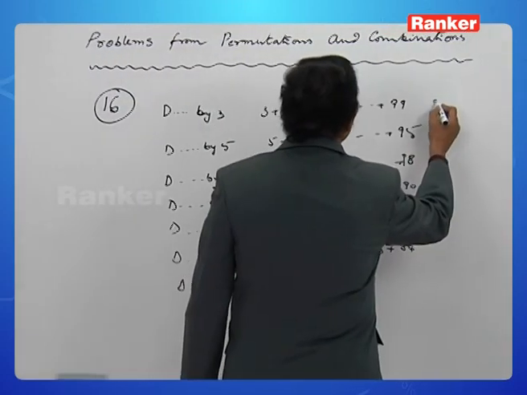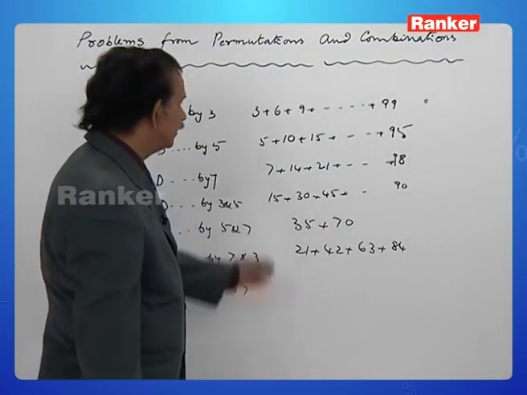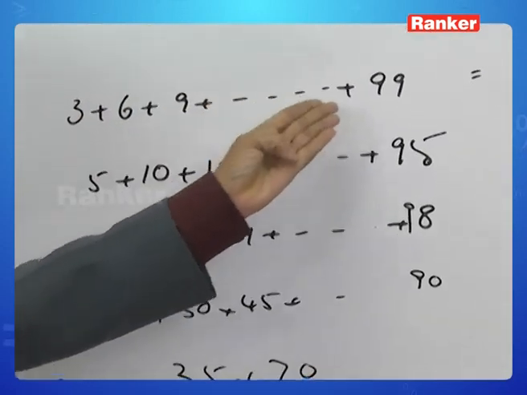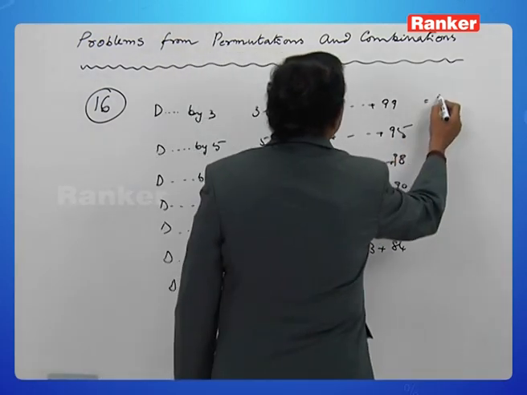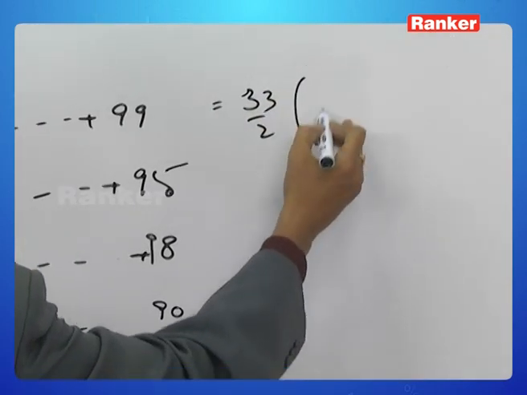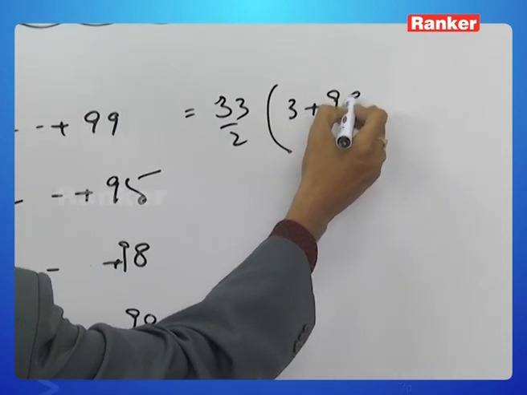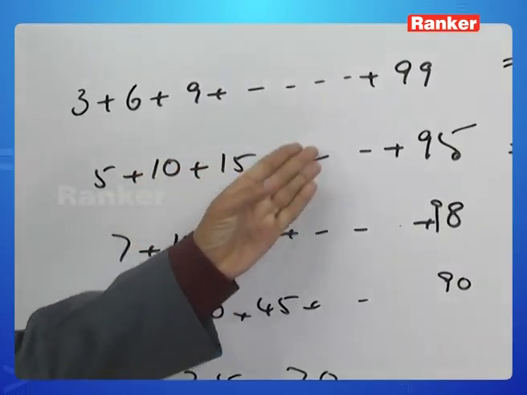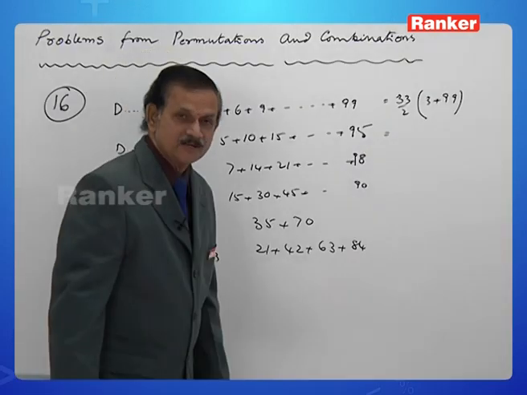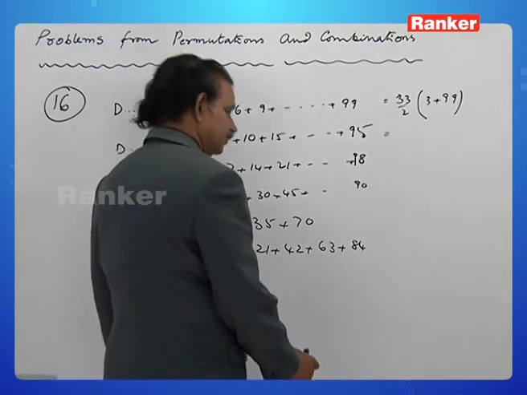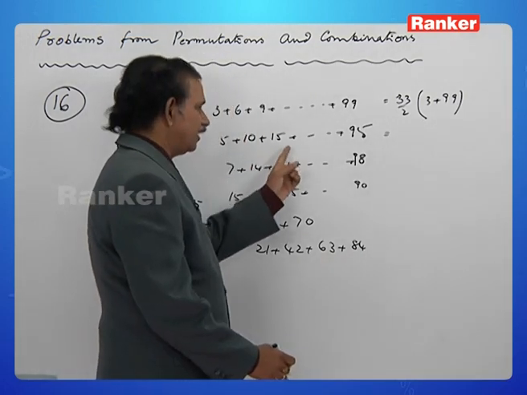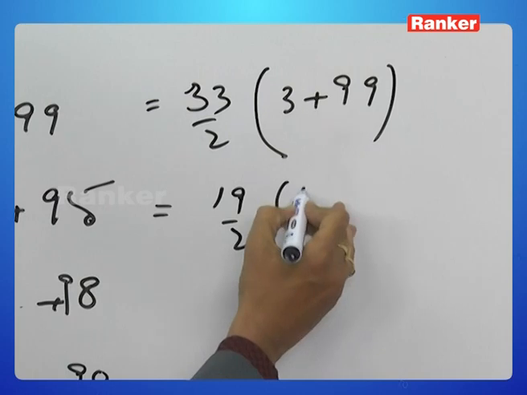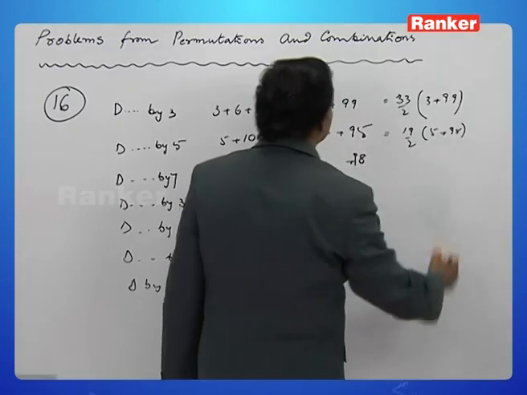Therefore, you observe, this is an AP. How many terms are here? 3, 1 3, 2 3s, 3 3s, and so on, 33 3s. So, 33 by 2 into first term plus last term. This is 5, 10, 15 and so on, 95. How many terms are here? 19 terms are here. Isn't it? 1 5, 2 5s, 3 5s, like that, 19 5s. So, the sum is 19 by 2 into 5 plus 95.